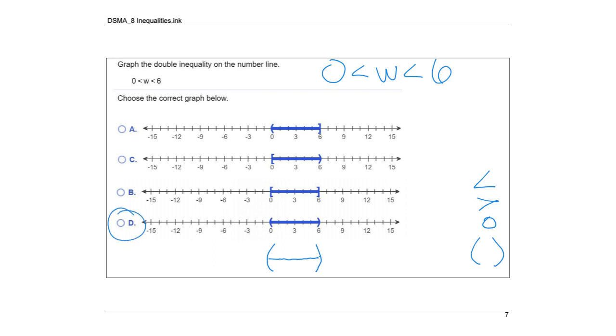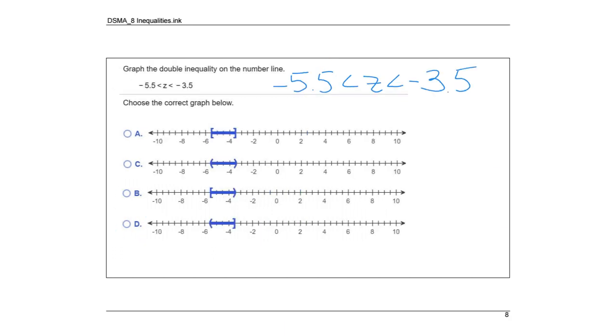So it looks like it's going to be D. It's a little confusing. They put parentheses and brackets, but just look carefully. All right, this one's also going to be parentheses because it's less than. We're going to use parentheses. We're going to start at -5.5. And we're going to end at -3.5. Looks like it's C. Oh, this is A, C, B, D. That's because when I cut and paste, sometimes that happens. It's not that I don't know my alphabet. Okay, so I'm going to use parentheses because it's a less than sign. If it were less than or equal to, I would use a bracket.